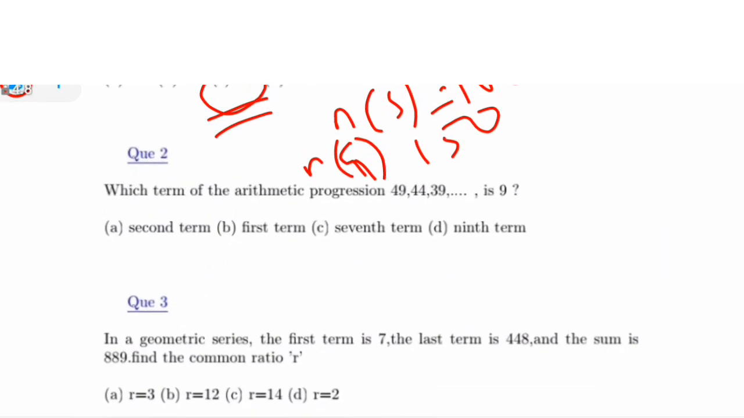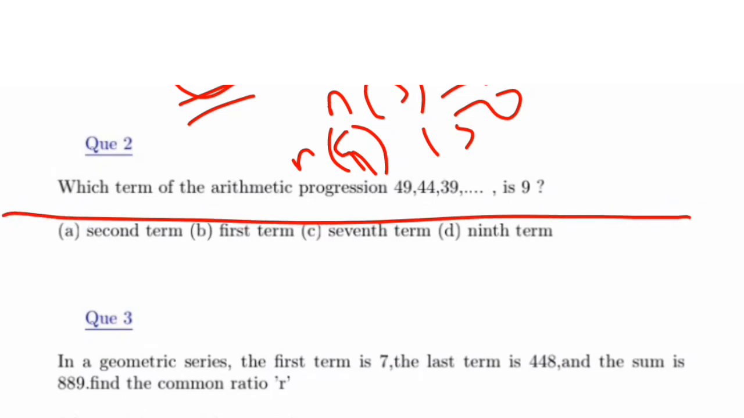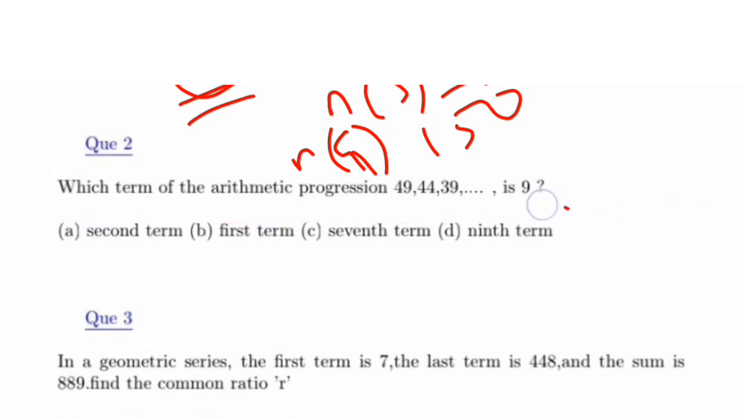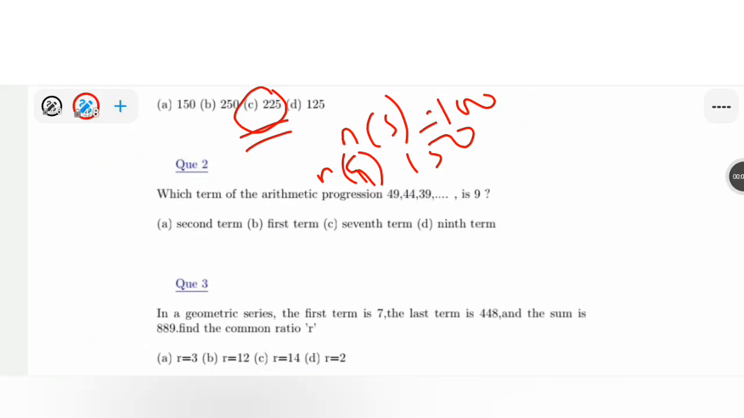For the second question, we are told: which term of the AP 49, 44, 39 is 9? Which term means you have to find the position. Okay, so let's check the first term. The first term here is 49. That means a is 49. Okay, let's find the common difference. Common difference is always back minus front. That's 44 minus 49. That will give you minus 5. If you do 49 minus 44, you miss the answer. It's always back minus front.